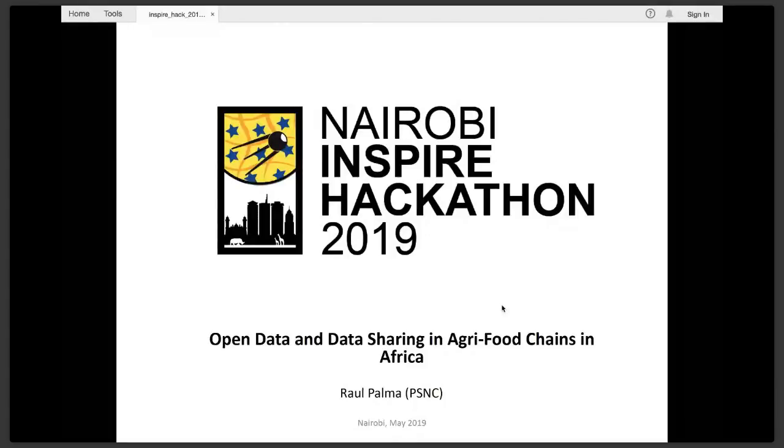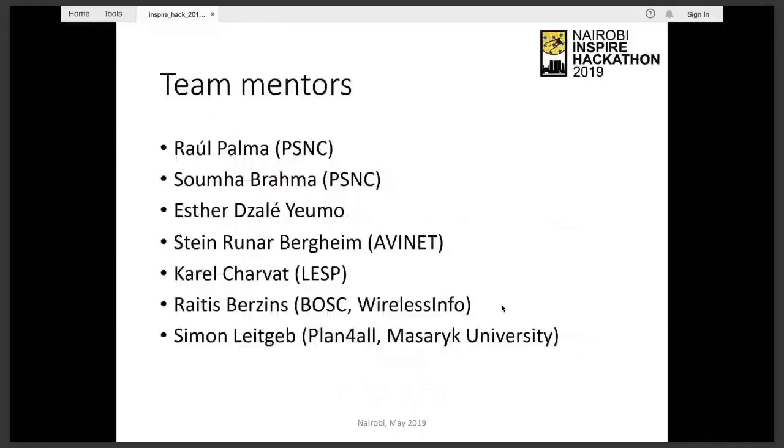Okay, so this is the team of mentors, the main people involved in this team of the hackathon. So it's me and my colleague from PSNC, Poznan Supercomputing and Networking Center. We have someone from Africa, Esther. We have also Runar from Norway, Karel Harbat from Czech Republic, and Raitis, and also Simon are from Czech Republic.